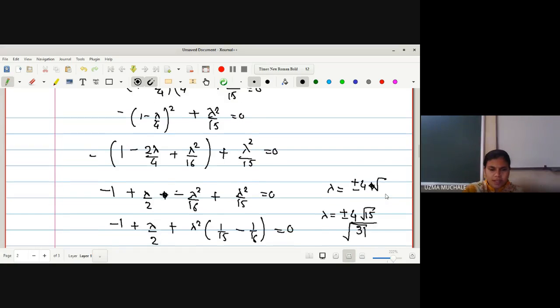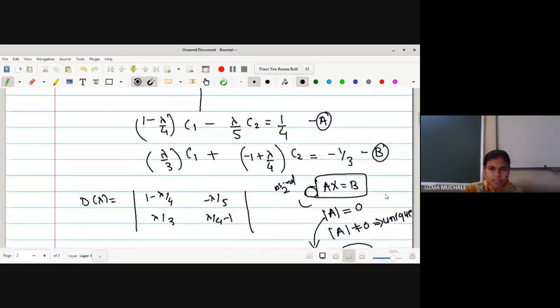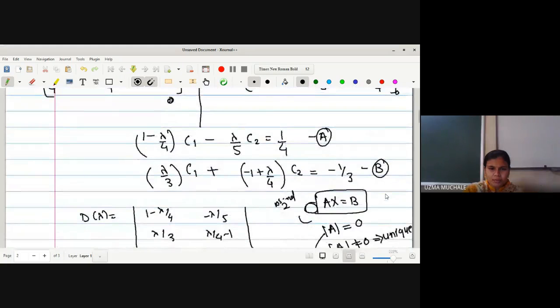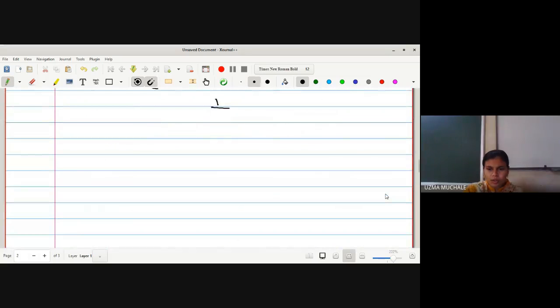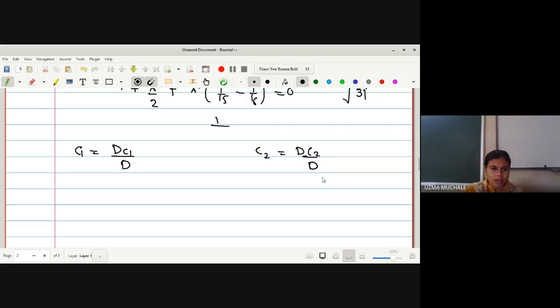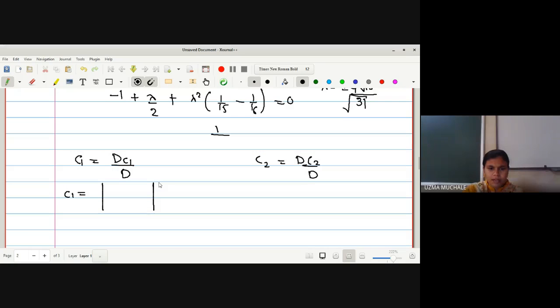So in this way you get the value of lambda for these types of equations. It is somewhat difficult to put in the values of lambda and solve. So what you can do for this, if you want to find the value of C1, then you can find dC1 upon D. Similarly, C2 is equal to dC2 upon D. Now let us solve how to find the value of dC1. Can anyone tell me what dC1 is?